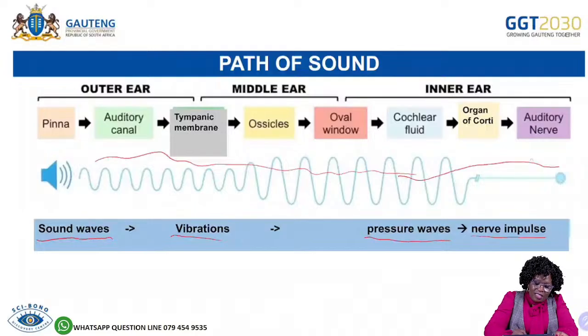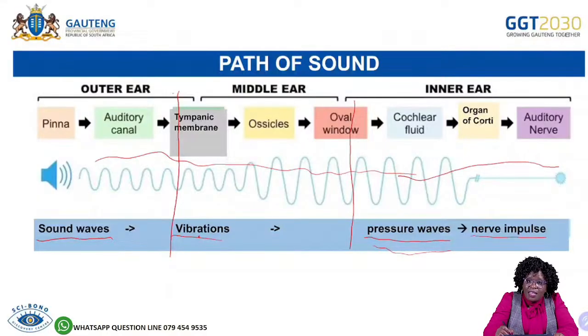But also interesting enough, this can make your life so easy. If you check, you see sound waves, where are they? You can see that sound waves, they move up to this point, up to the tympanic membrane. Then vibrations are formed. So the vibrations are going now to be formed on the ossicles and then oval window. And now by the oval window, what do we have now? Pressure waves.